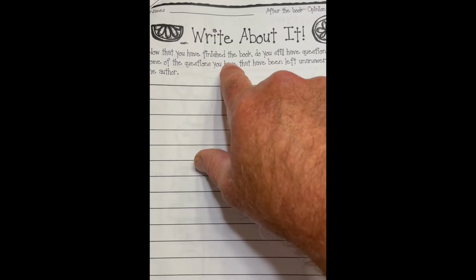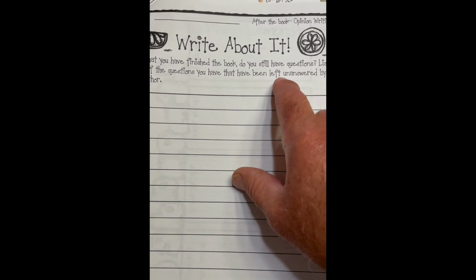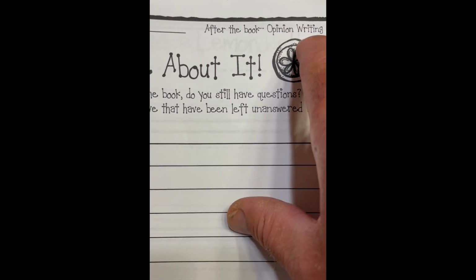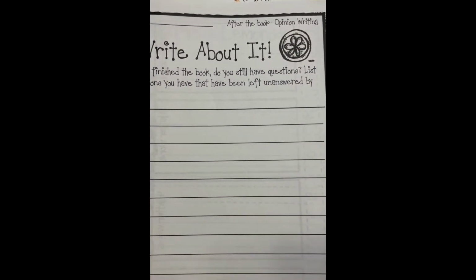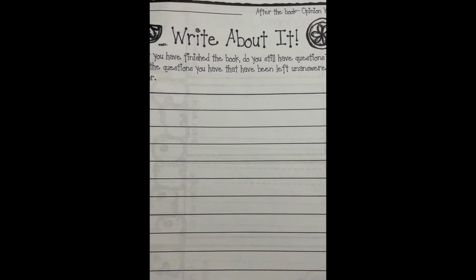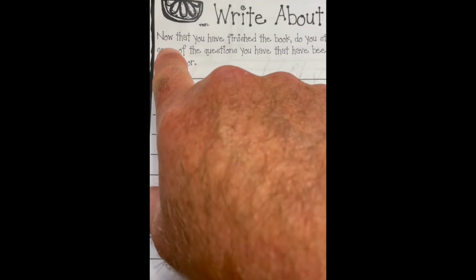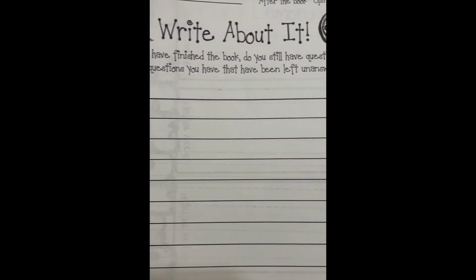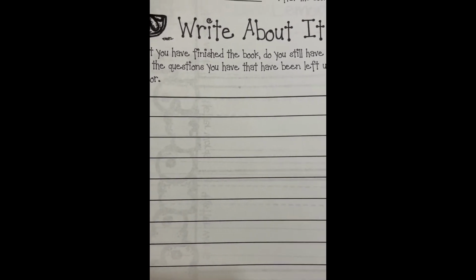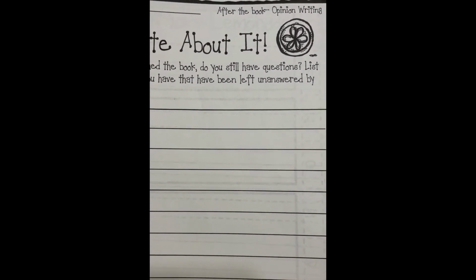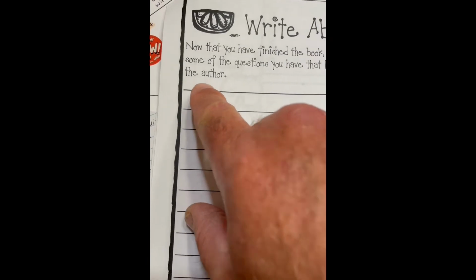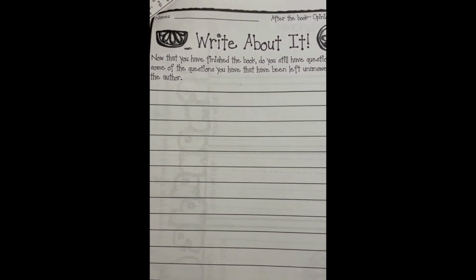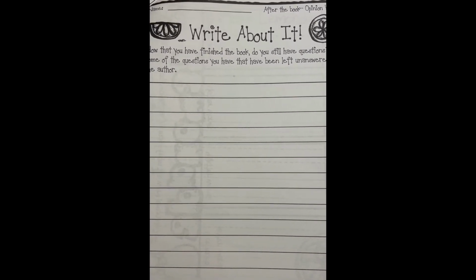You can write about how you feel about the end of the story. Notice this is also opinion writing because it's your feelings, your ideas, your questions and thoughts. It says, now that you have finished the book, do you still have questions? List some of the questions that have been left unanswered by the author. In fact, you could write like those other kids did, a letter to the author demanding to know what happened.